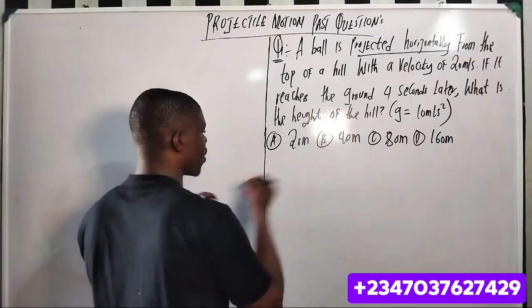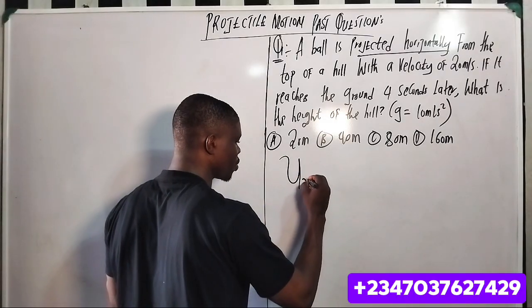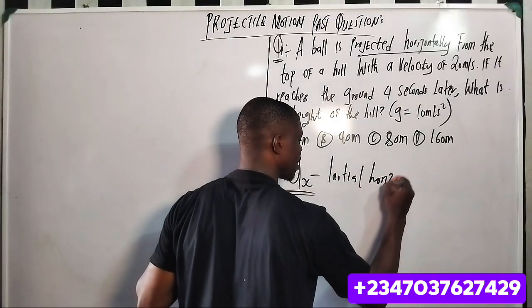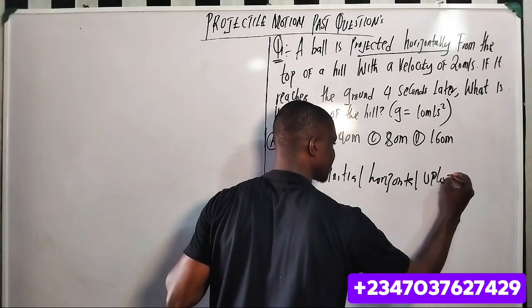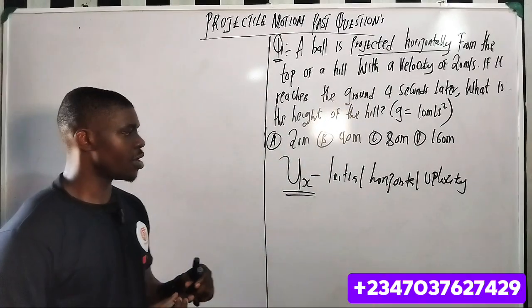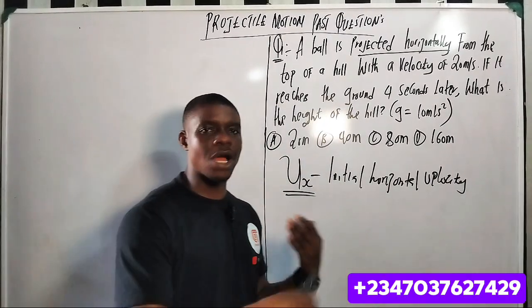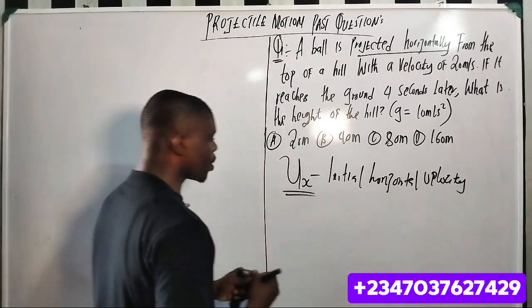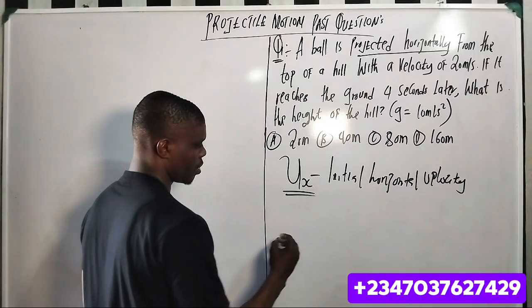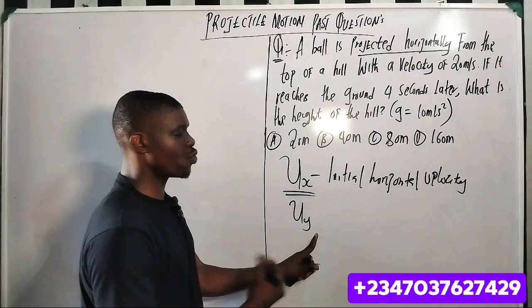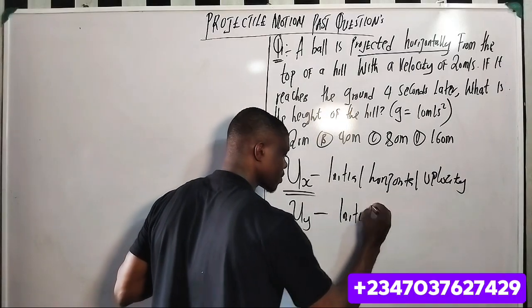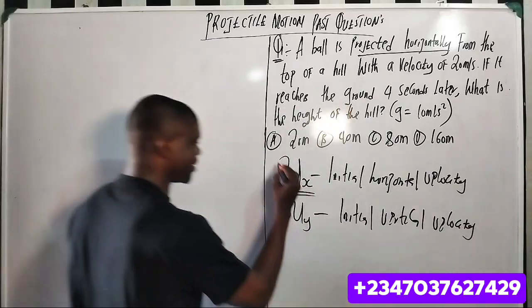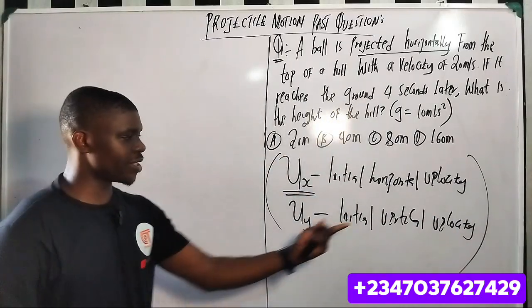We have the initial horizontal velocity, which is called ux. Initial horizontal velocity, that is ux. It is just that the initial horizontal velocity is when it is projected horizontally. Now we also have uy. What does this uy mean? Initial vertical velocity. So these are the two key things you need to keep in mind.